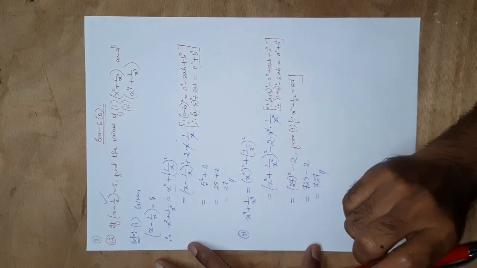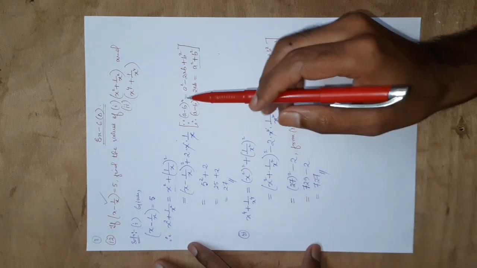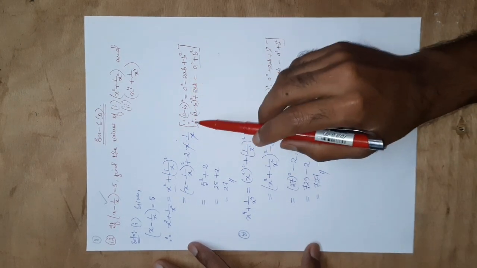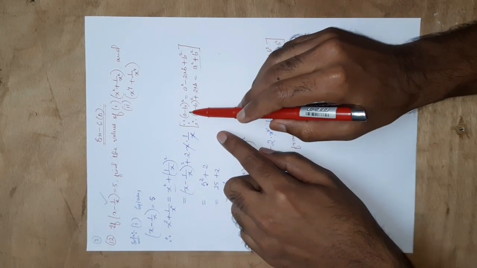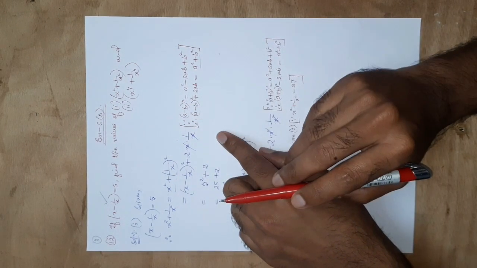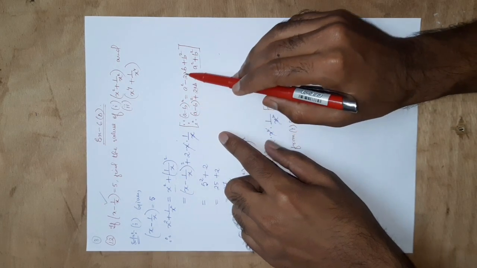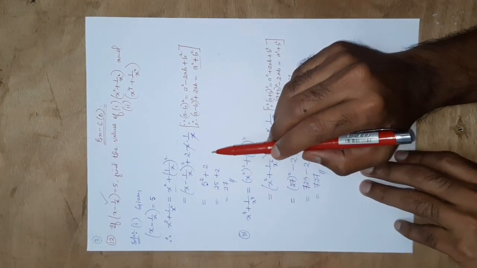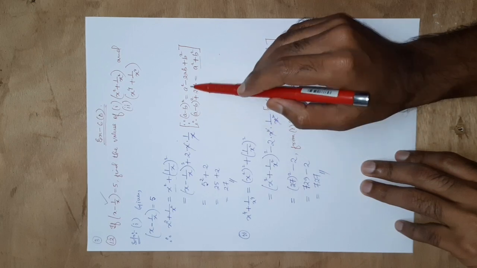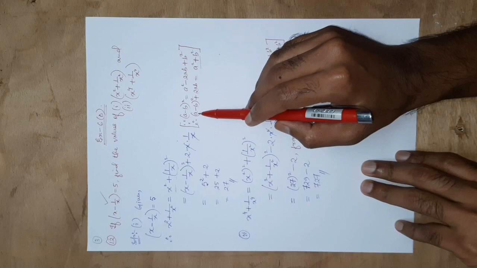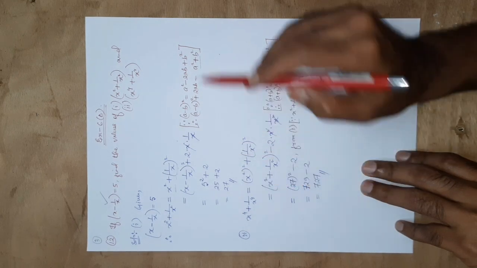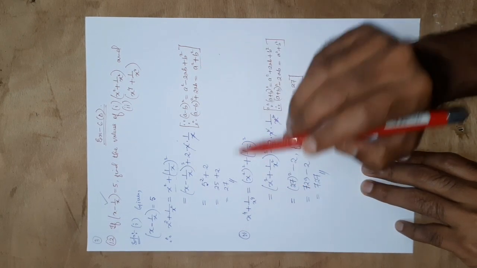The very simple way that comes to my mind is this identity you already know: a minus b whole square is a square minus 2ab plus b square. If you do one arrangement and transpose this minus 2ab to this side, it becomes a minus b whole square plus 2ab. What remains on the other side? a square plus b square.